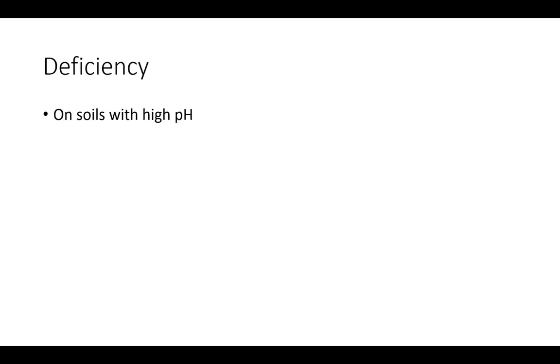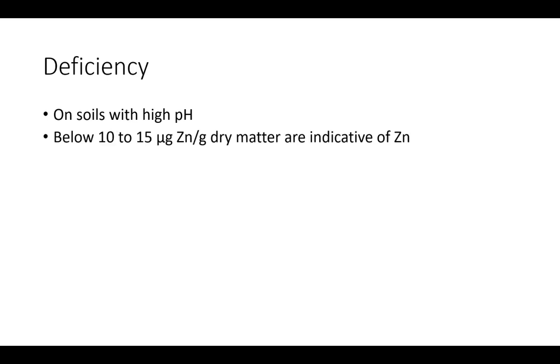If you get a zinc deficiency, it's going to be in soils with high pH. High pH is going to be over 6.5. Below 10 to 15 micrograms per kilogram zinc in dry matter is an indication of a zinc deficiency. High levels of phosphorus may induce a zinc deficiency. All of these ions seem to have a pecking order of which gets absorbed first or which inhibits what. That's why you have to balance your different elements.